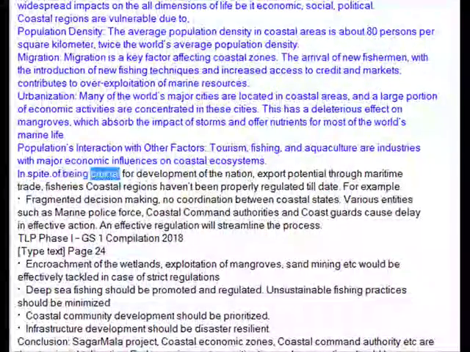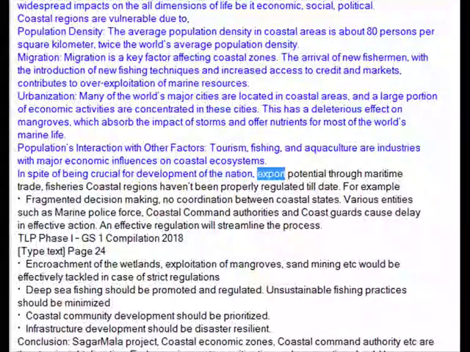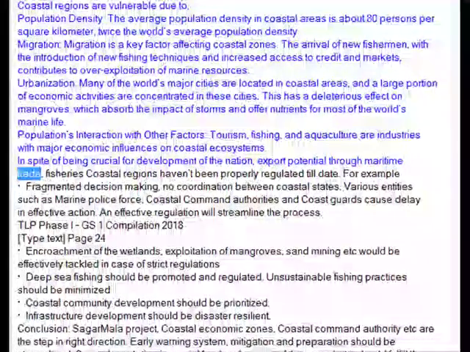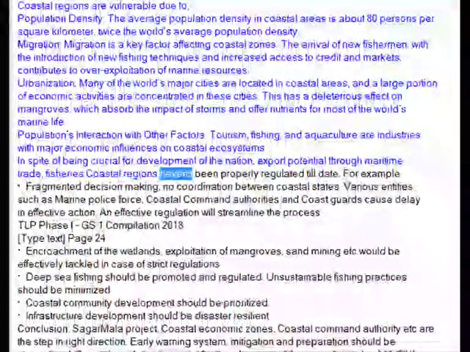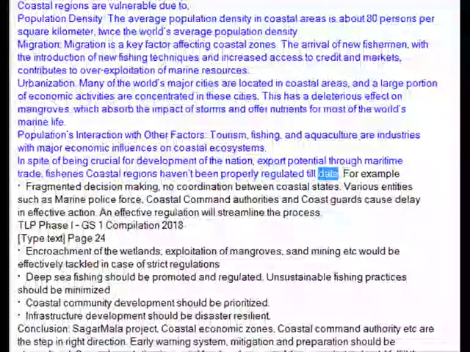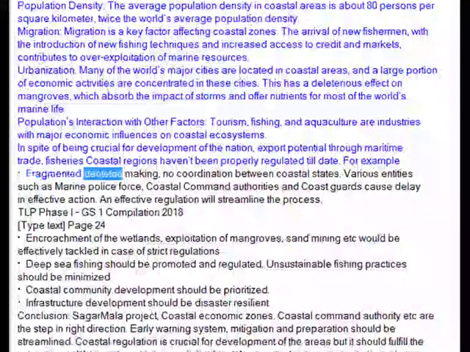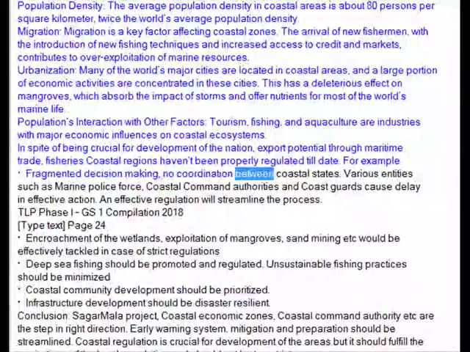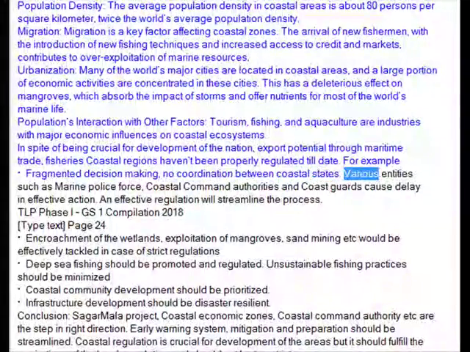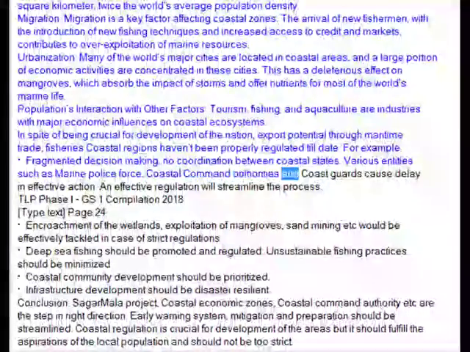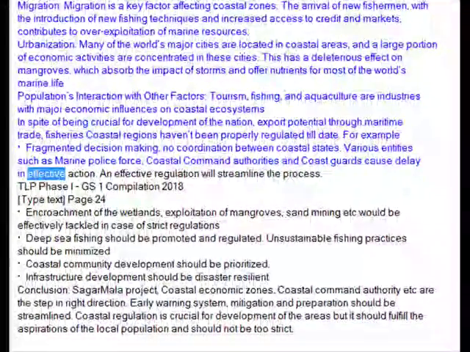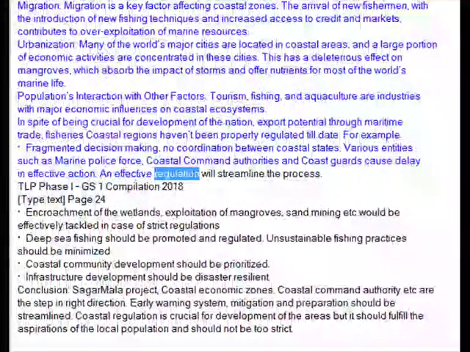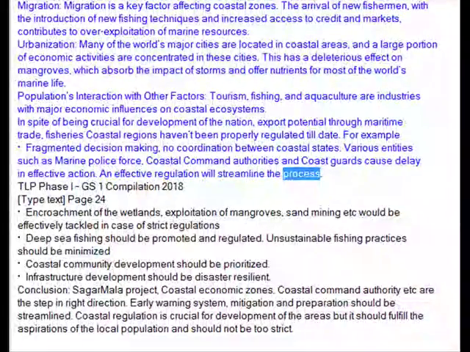In spite of being crucial for development of a nation, export potential through maritime trade, fisheries, coastal regions haven't been properly regulated till date. For example, fragmented decision-making, no coordination between coastal states. Various entities such as Marine Police Force, Coastal Command Authorities, and Coast Guards cause delay in effective action. An effective regulation will streamline the process.